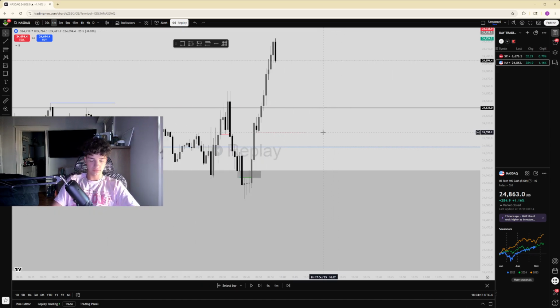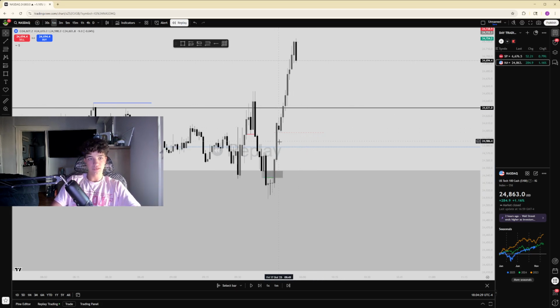The JS model today, this would have been your trade: first inverse fair value gap after we sweep London highs. Pretty good, pretty good.